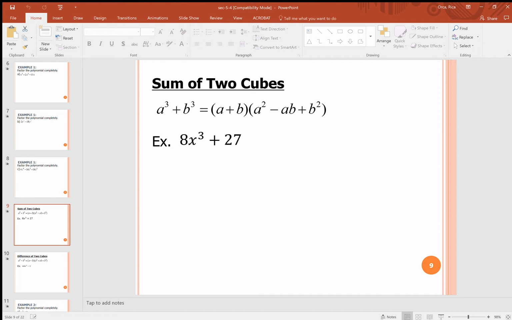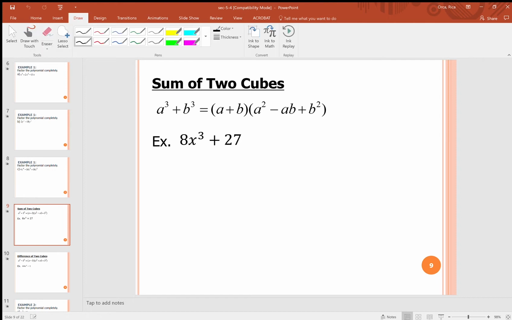So in this slide, I have the formula for the sum of two cubes. The sum of two cubes is when you're adding two perfect cubes. So for example, a to the third plus b to the third. When you factor that expression, you'll get a plus b times a squared minus ab plus b squared, which is a formula.